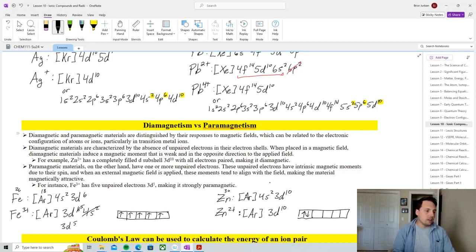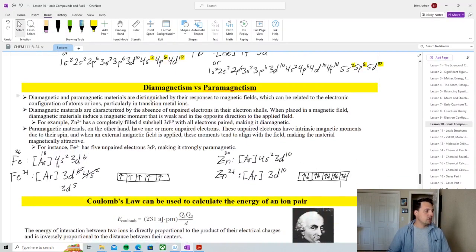And when I go and I look at these orbitals, all of these electrons are paired up. So when we apply an external magnetic field, we're not going to expect that the magnetic moments are going to align. And this is going to be a material that weakly repulses an applied magnetic field. Okay, so paramagnetic, unpaired electrons, at least one. Diamagnetic, all paired electrons.